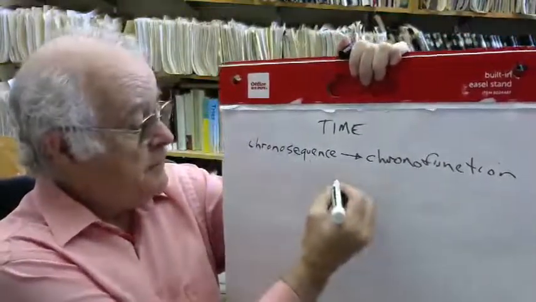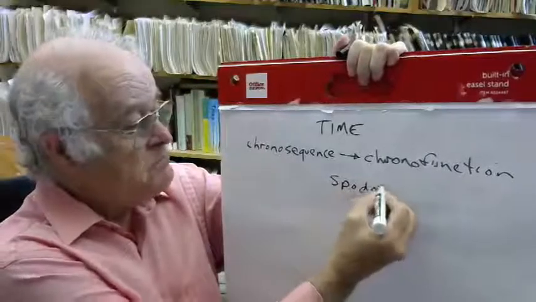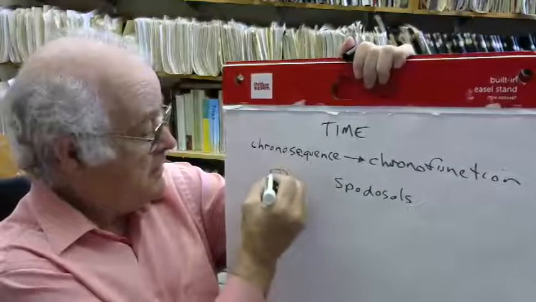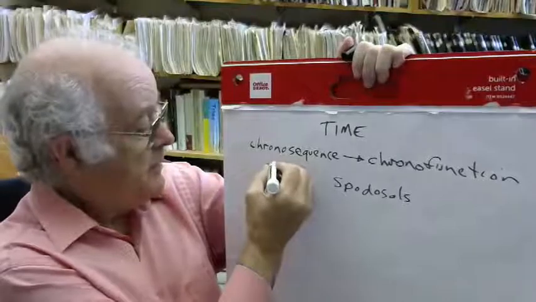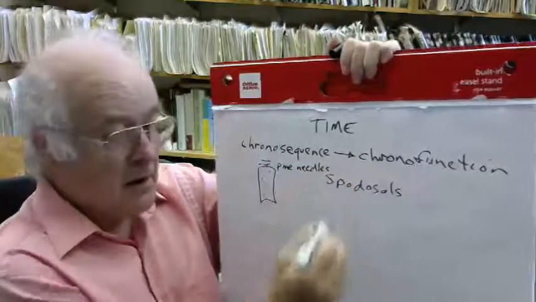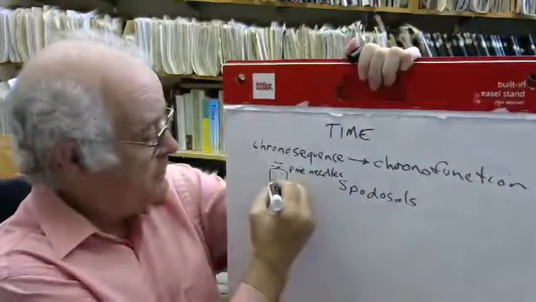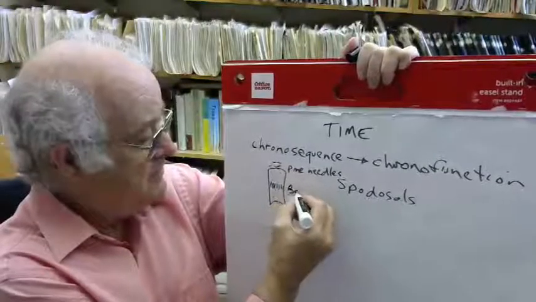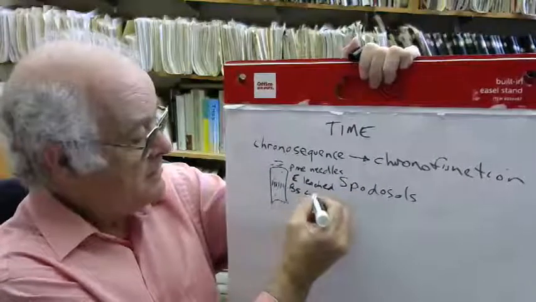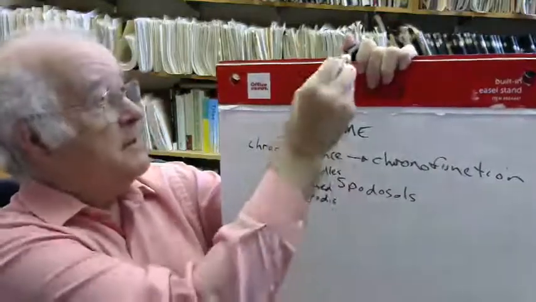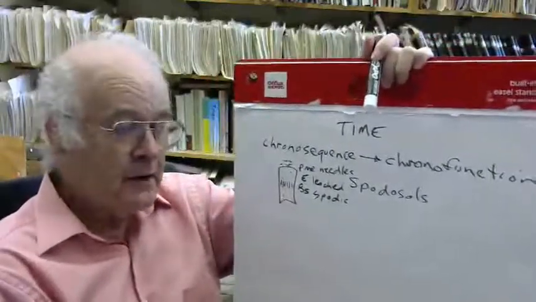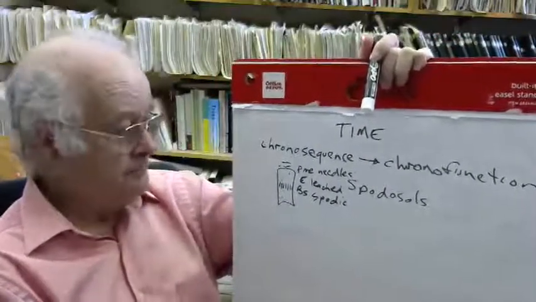Experiments have been done. They've been done with spodosols. And they take a long time. If you take a column of sand and you have pine needles here, in 10 or 20 years, what will happen? Well, you'll start to get a Bs horizon and an E horizon. This is leached, and this is spodic, meaning that it has been cemented with iron and with organic matter.